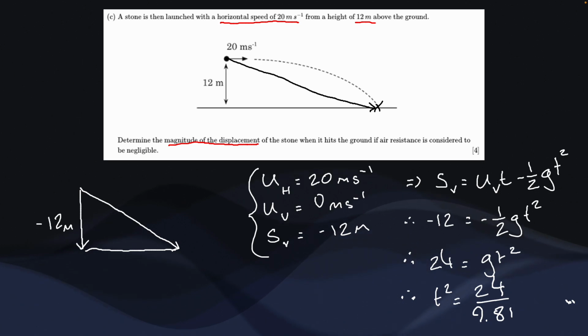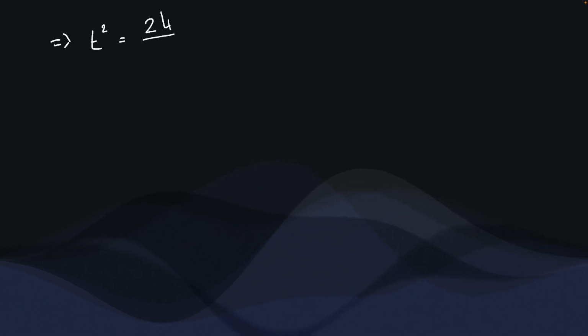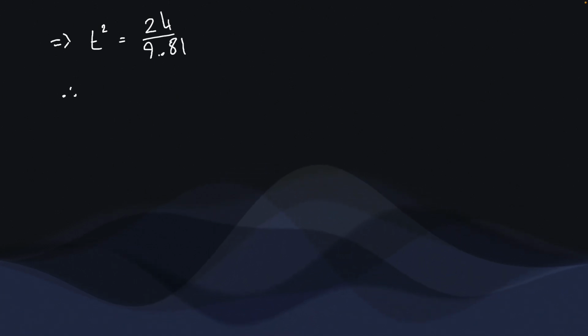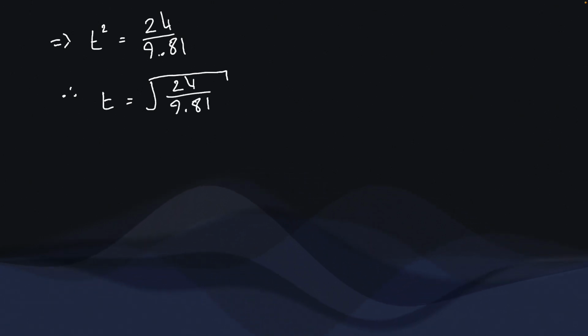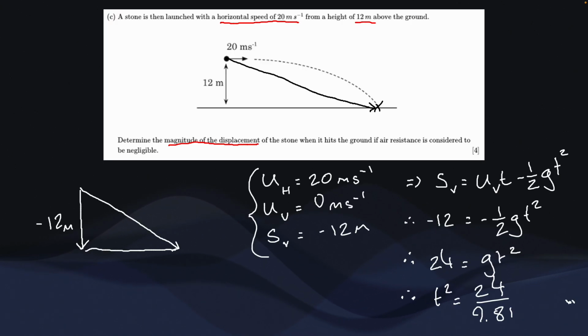I'm going to move on to the next page because this is getting a little bit clunky. So what we had was T squared is equal to 24 divided by 9.81. And now just square root both sides of the equation. Therefore, T is equal to the square root of 24 divided by 9.81. Great. Now we have the amount of time it takes for the ball to go downwards. Therefore, we have the amount of time it takes for the ball to reach this position here.